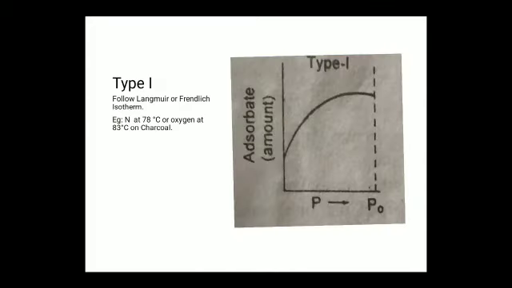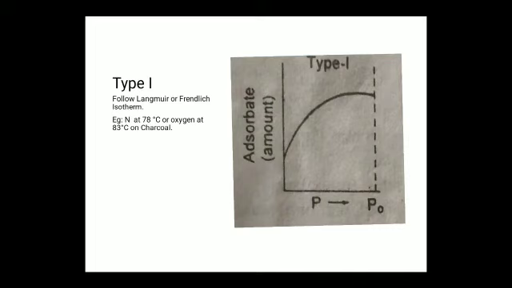Coming to type 1 absorption isotherm. By observing this graph, the isotherm represents a significant increase in absorption with increasing pressure, followed by leveling off. This leveling off occurs due to saturation of the available specific chemical groups, or the entire surface is covered with a monomolecular layer.